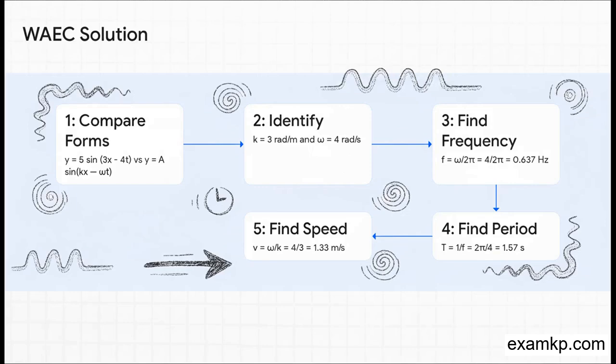Once you have that, you just plug them into the formulae. Frequency is omega over 2 pi. Period is just 1 divided by the frequency. And the speed is simply omega divided by k. You see, all the answers were hiding inside the equation all along.